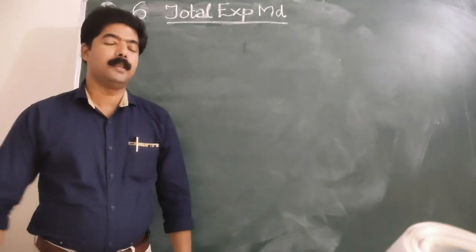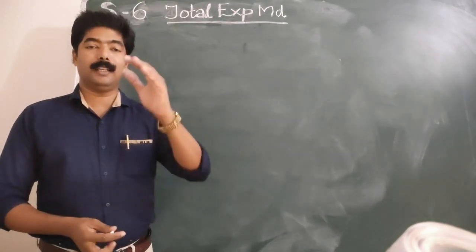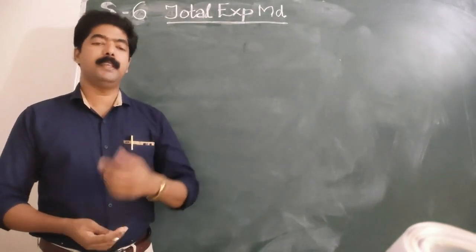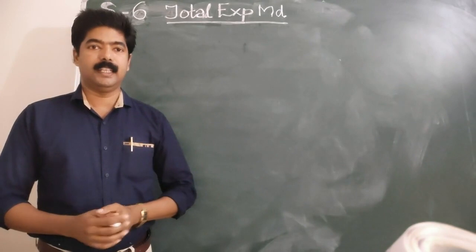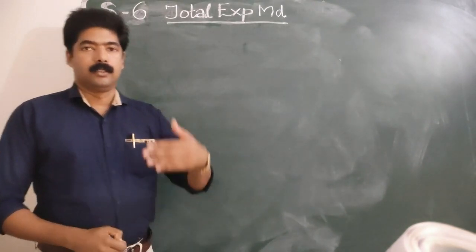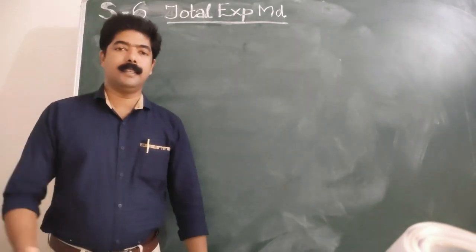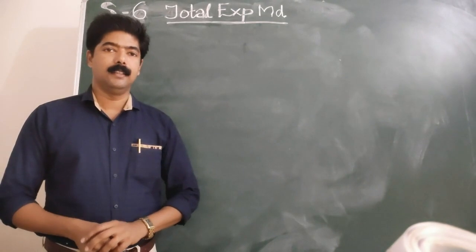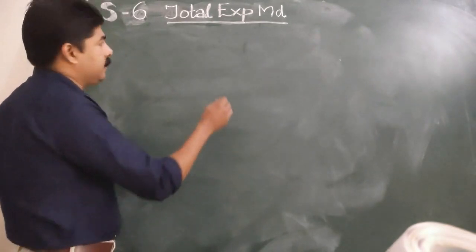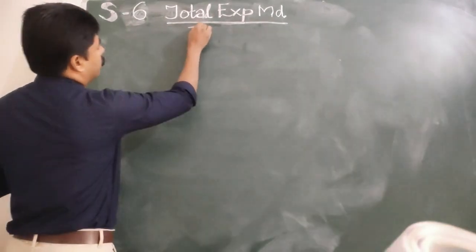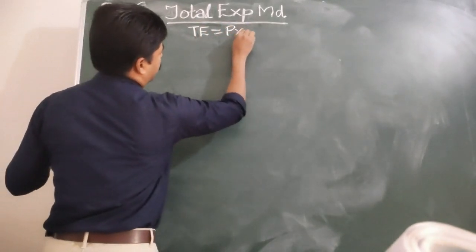First of all, what is meant by total expenditure? Total expenditure, or total outlay, is the expenditure incurred by a household on the purchase of a commodity. That is known as total expenditure. To calculate it when a consumer purchases a commodity at various prices, we have a small formula: total expenditure is equal to price into quantity. Total expenditure is equal to P into Q.